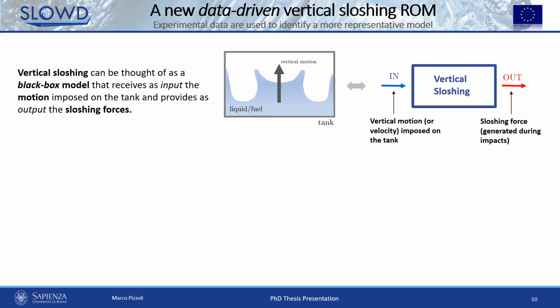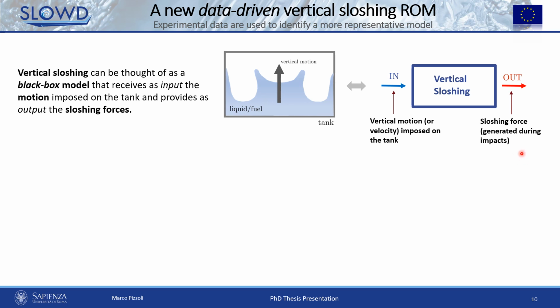Okay, so because of the limitations of the bouncing ball mentioned previously, it was necessary to think of a new reduced order model that would be more representative of the phenomenon under consideration. And for this purpose, a black box modeling approach was adopted, which considers vertical sloshing as a model that receives as input the vertical motion imposed on the tank and returns as output the sloshing force, or the dynamic sloshing force.